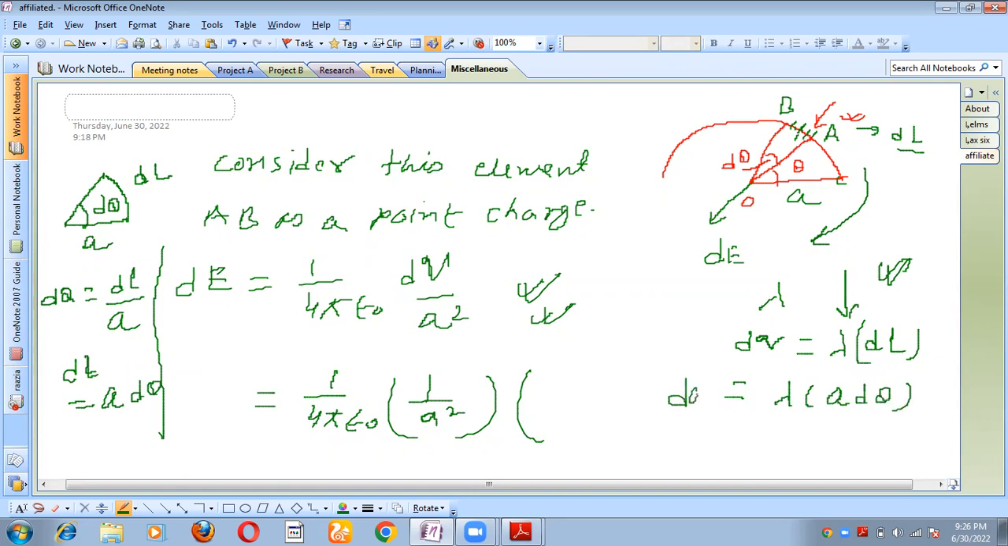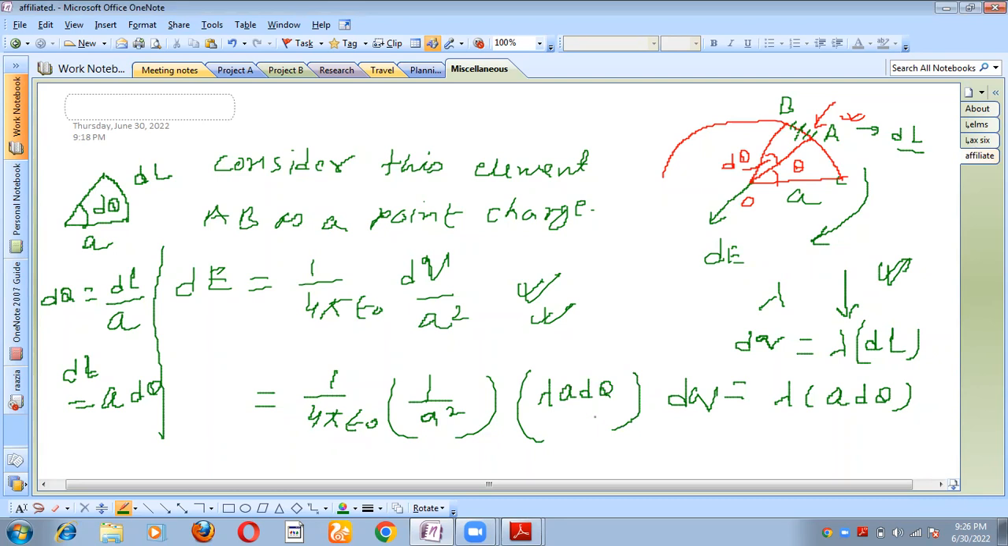Everyone understood this? How we calculate dl? Anyone having doubt? Please ask. Hanifa, Maimuna, Samaira, have all of you got how we calculate dl? Yes, sir. Okay. So I will put dq here. I will put the value of dq. So I will get it as lambda a d theta and 1 by 4 pi epsilon naught.